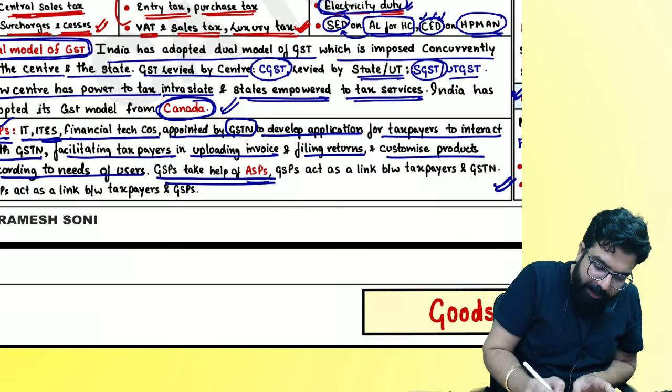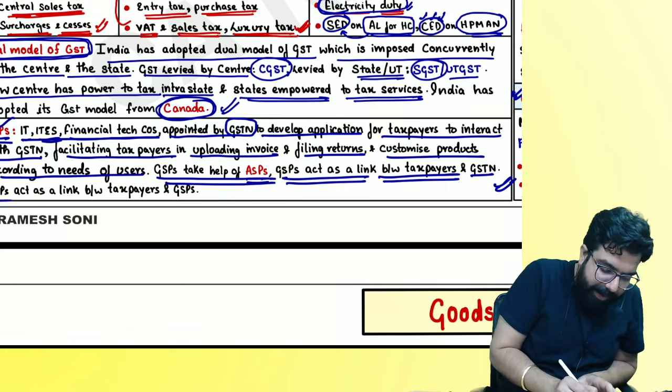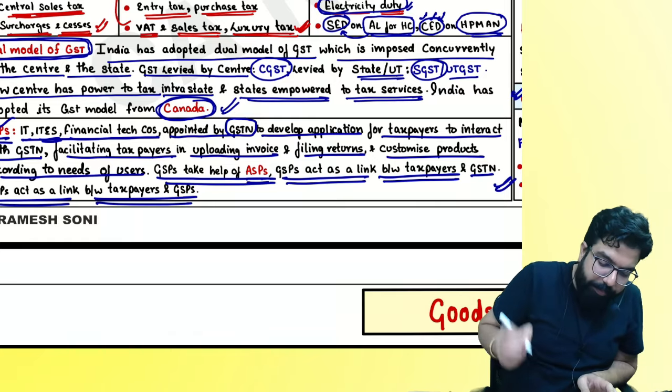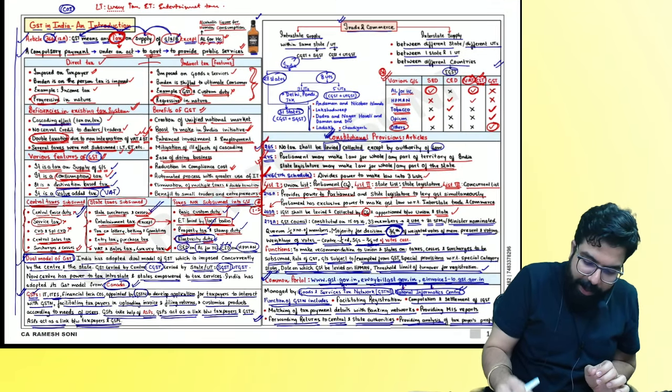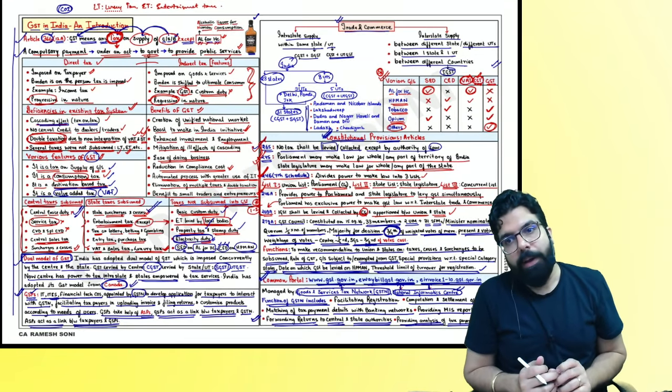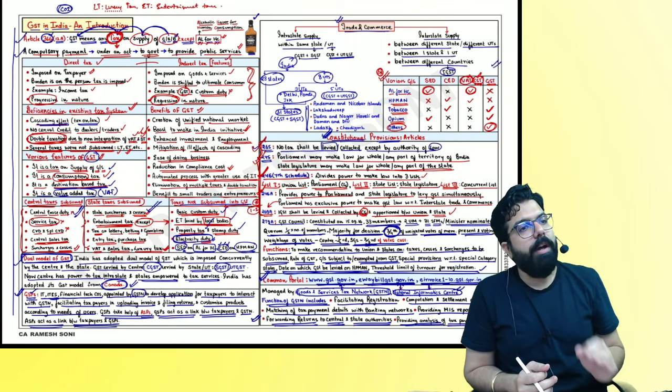GSPs take the help of ASPs also. GSPs act as a link between taxpayer and GSTN. And ASPs act as a link between whom? Taxpayer and GSP. Are we all clear till here, everyone? Have we discussed everything from the chart book? Yes, people. We are done with the chapter.